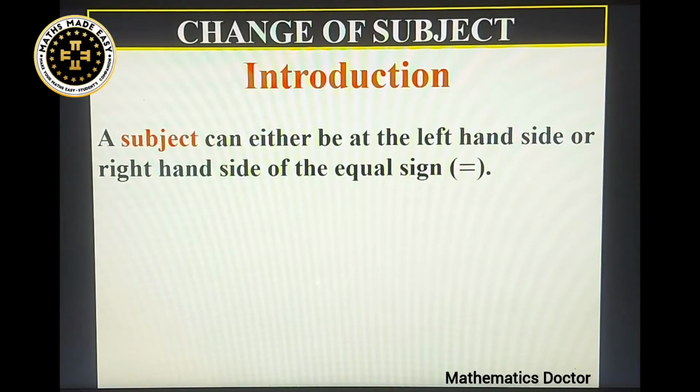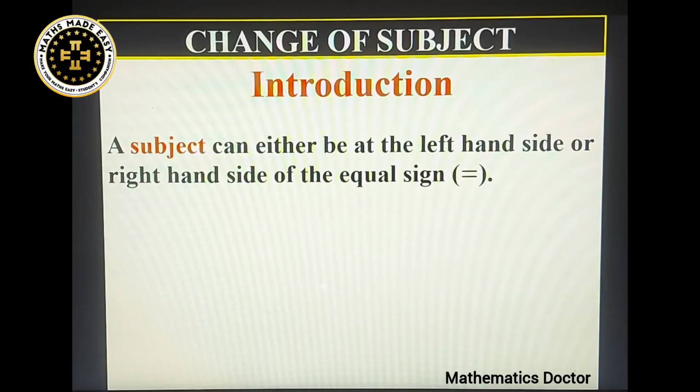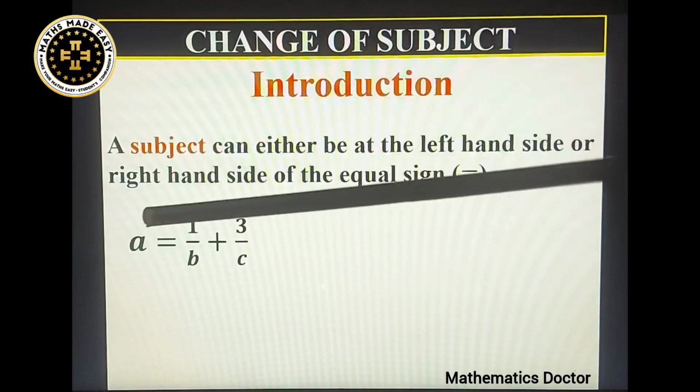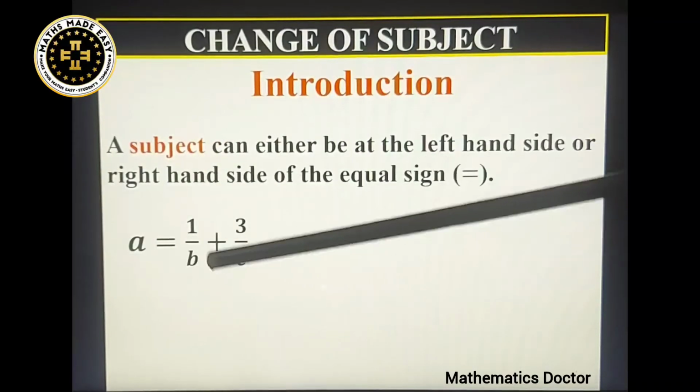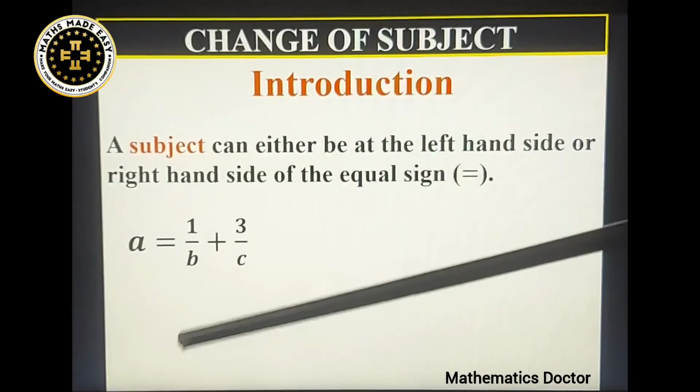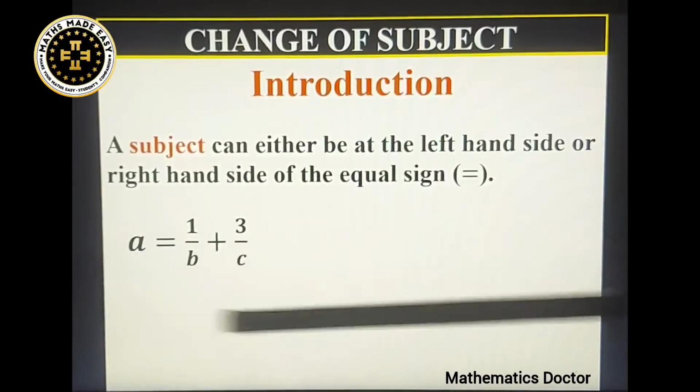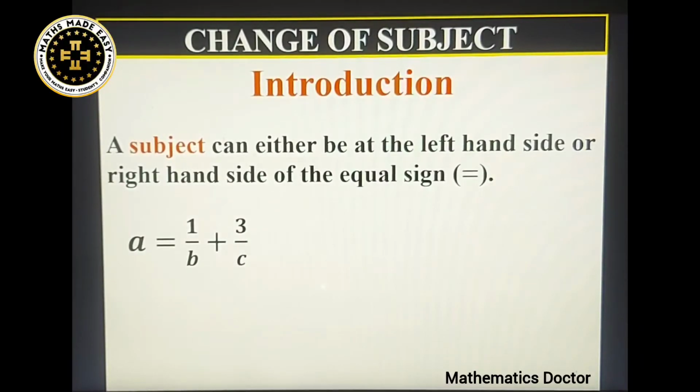Now, still looking at the subject, here it says that a subject can either be at the left-hand side or the right-hand side of the equal sign. It means that you can put a subject at the left-hand side and you can still put it at the right-hand side of the equal sign. Both places still qualify the particular variable or fraction as a subject. Now, if you look at this expression, it says a is equal to 1 over b plus 3 over c. This expression has the letter a at the left-hand side isolated. Since it is at the left-hand side alone, we can say that it is the subject. So a becomes the subject in this particular expression.